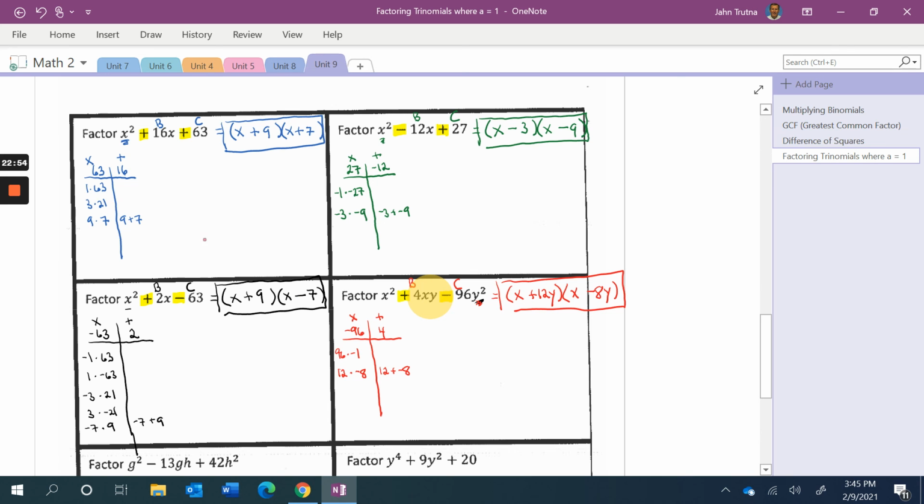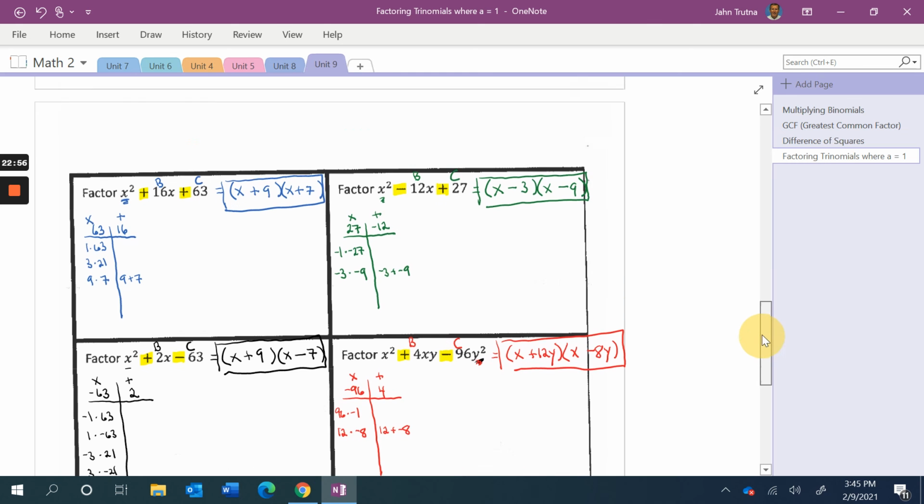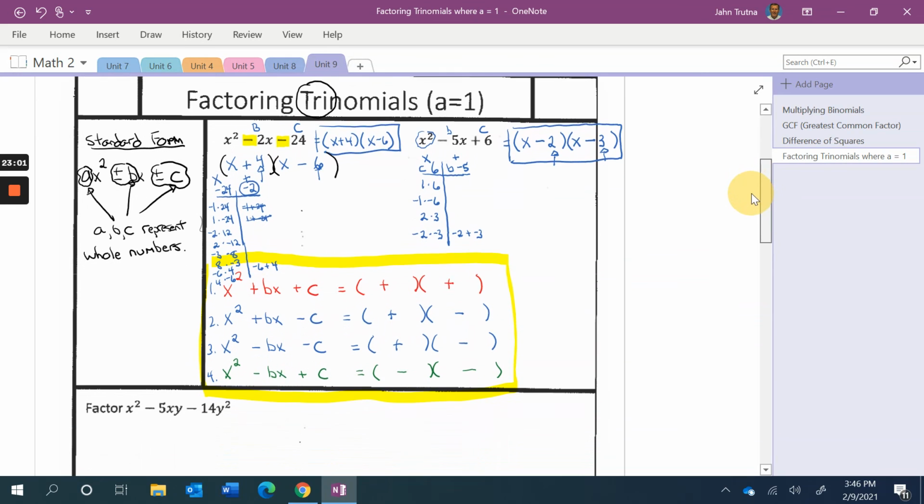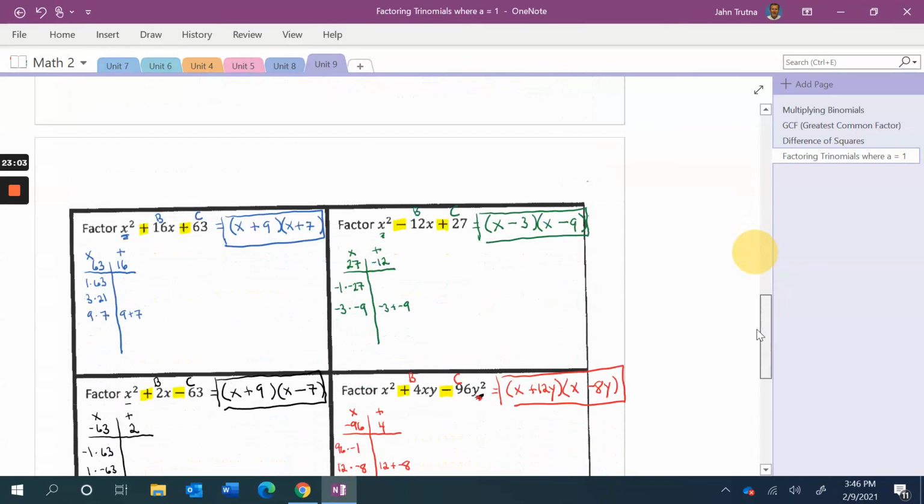Okay, so there's 22 minutes, you guys, of examples. We got 1, 2, 3, 4, 5, 6 good examples of how to factor trinomials.